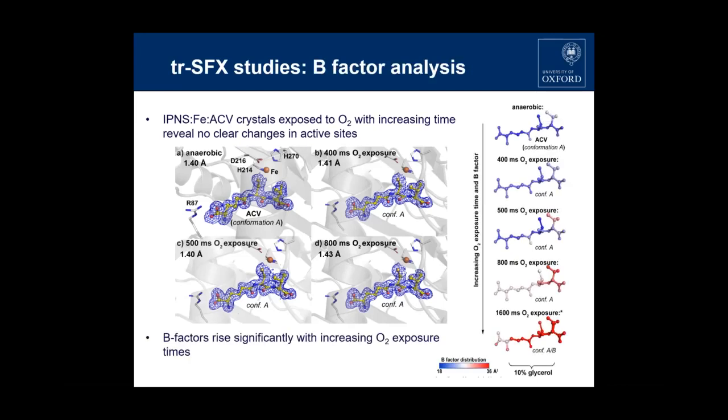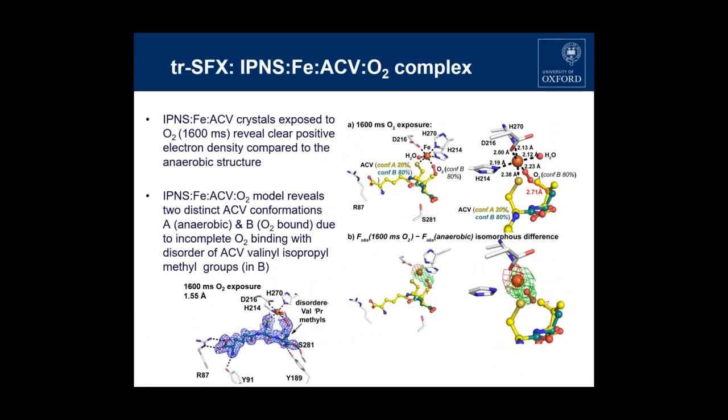But if we look now at the B factor analysis, we see increasing B factors starting from 500 milliseconds. It's quite surprising that the B factors seem to rise on the side of the ACV, on the valine side of the tripeptide. This is basically where the vacant iron site is. If we come to the 1.6 second data set, the B factors increased quite a lot already.